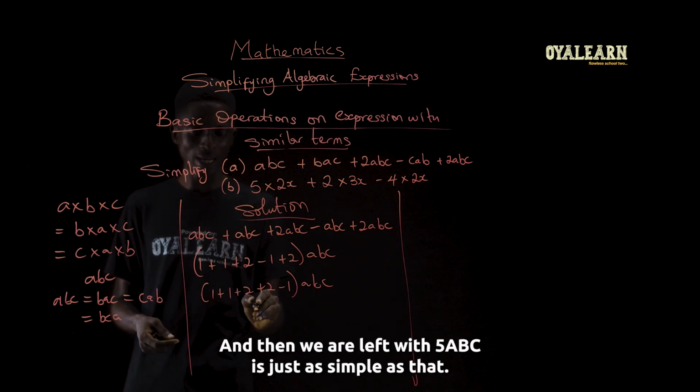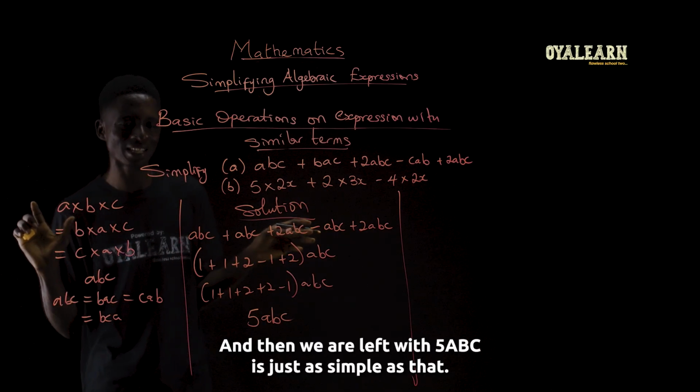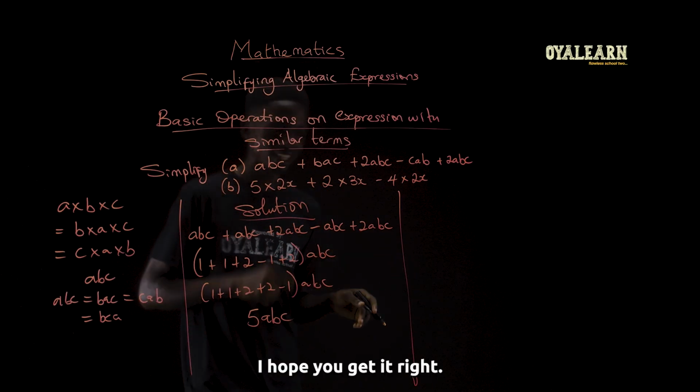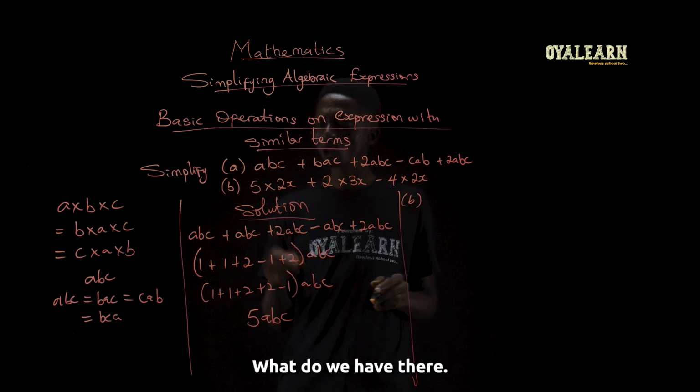Minus 1, and then we are left with 5, A, B, C. It's just as simple as that. I hope you get it, right? All right. Now, let's go to the next one, the B part. What do we have there?